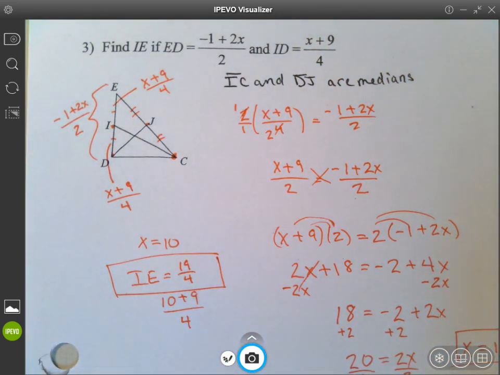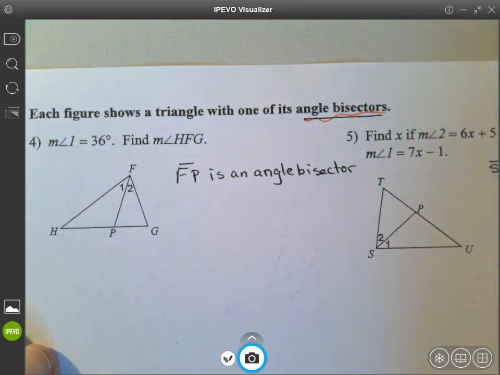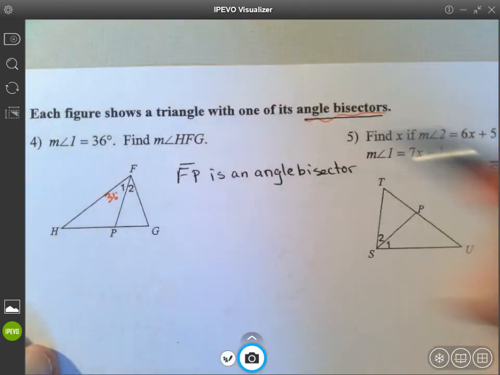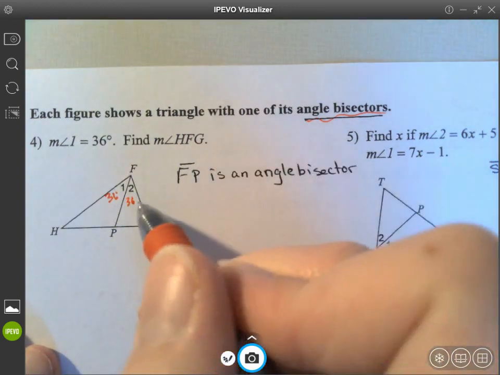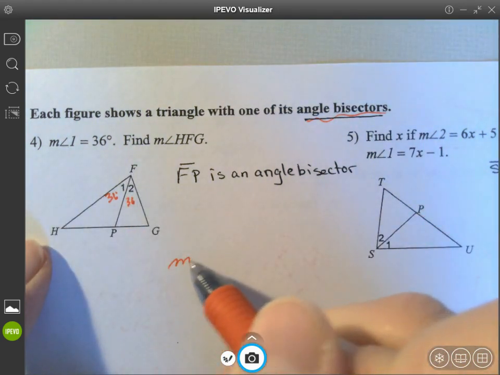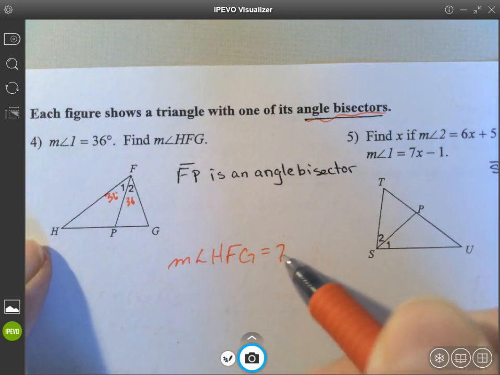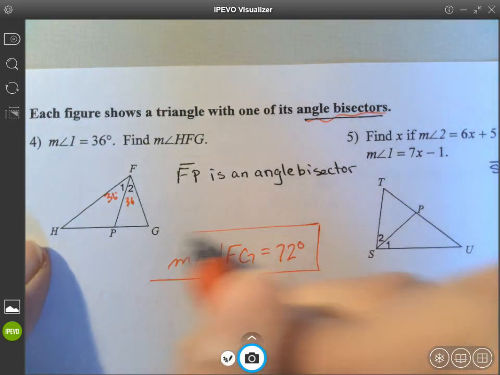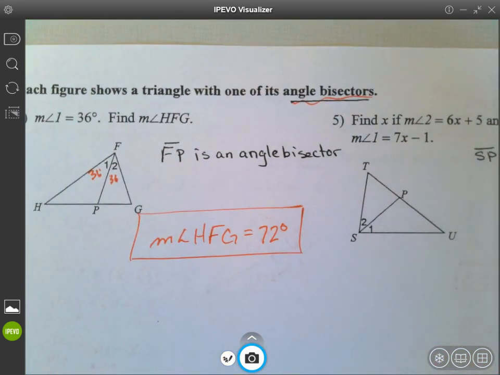Okay, so we'll have to work on the back, but the back is all about angle bisectors, okay? So if they tell me this is 36 degrees and that FP is an angle bisector, angle 2 is 36 degrees. And the measure of angle HFG is 72 degrees. So that's how simple that is, but we're going to have some algebra to do. So you guys will be able to finish that up tomorrow by using your angle bisector rules.